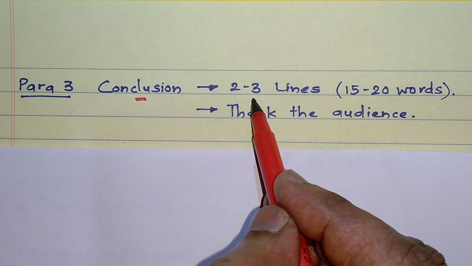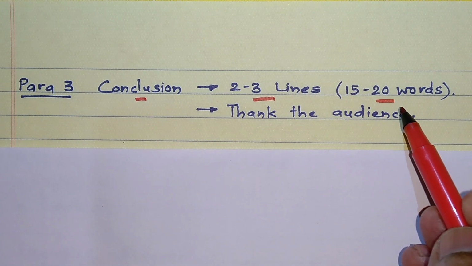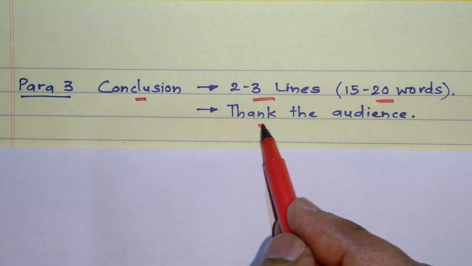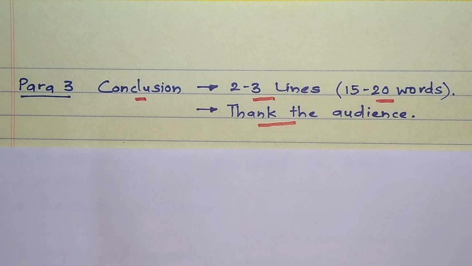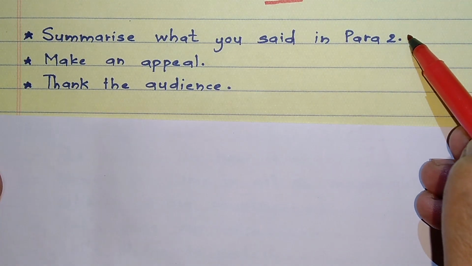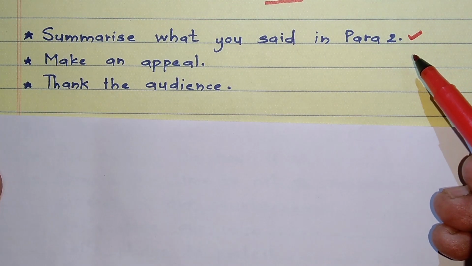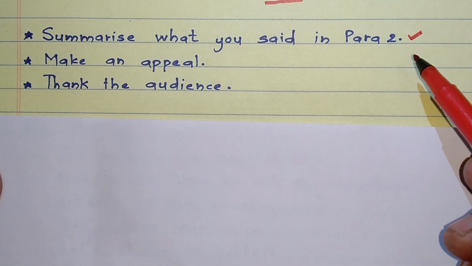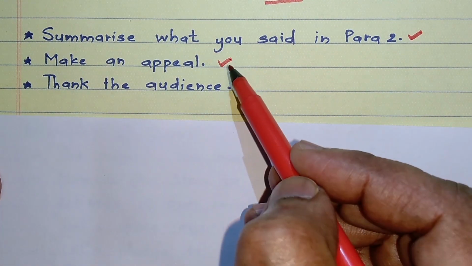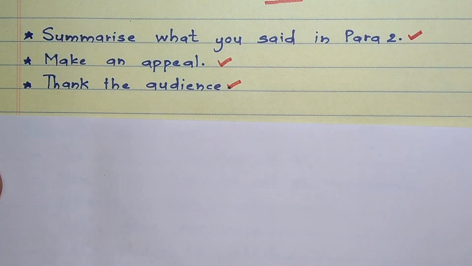This paragraph should be written in 2 to 3 lines. That is, the maximum word limit should be approximately 15 to 20 words. In this particular paragraph, you have to thank the audience. Let us understand this particular paragraph in greater detail. Firstly, you have to summarize whatever you have spoken or said in paragraph 2. And this summary you have to give in 1 or maximum 2 sentences. Second, make an appeal. And third part is you have to thank the audience.